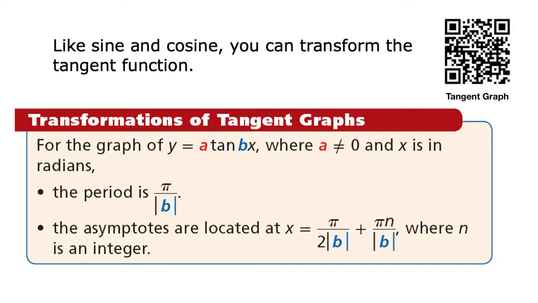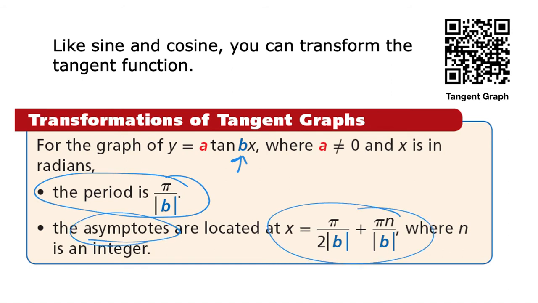You can do transformations with the tangent graph. And what we're mainly going to focus on is just the amplitude and the period. We're not going to worry so much about the shifting here with tangent. To find the period, you're going to use pi divided by b, when b is coming from the tangent equation right there. And then the other thing we're going to be looking at are the asymptotes, and they're going to be located at different intervals. So we're going to find those intervals.